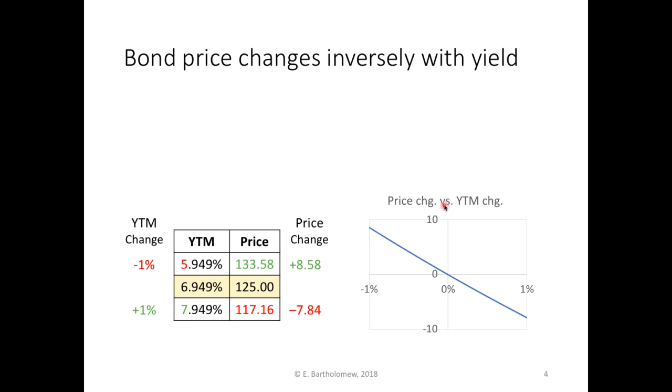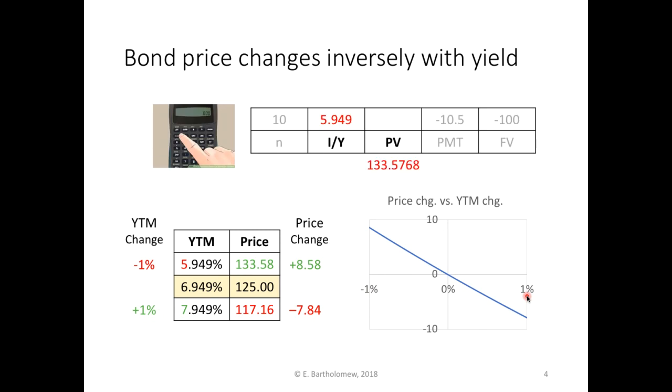We're showing the price change here on the y-axis, and then this is the minus 1% yield and the plus 1% yield. And we would get both of these numbers just using our calculator. So we'd input 5.949, we'd get this number here, and then if we input 7.949, we'd get this number here.